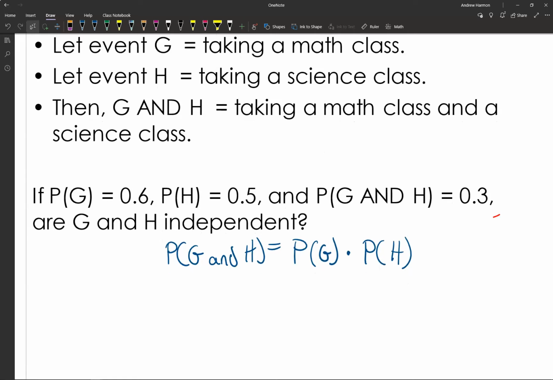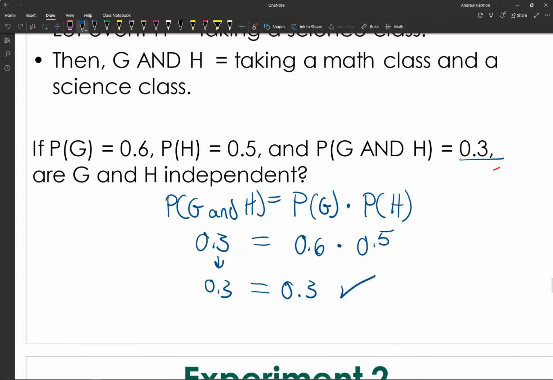So all I have to do is fill in the numbers here. Probability of G and H, they said, is 0.3, so that's 0.3. The probability of G was 0.6, and we multiply that by the probability of H, which was 0.5. All we have to do is show that is equal to 0.3. So 0.6 times 0.5, if we put that in a calculator, we will see that that is actually equal to 0.3. And then we just bring that down. So this is a true equation. So H and G are independent because that equation is true.